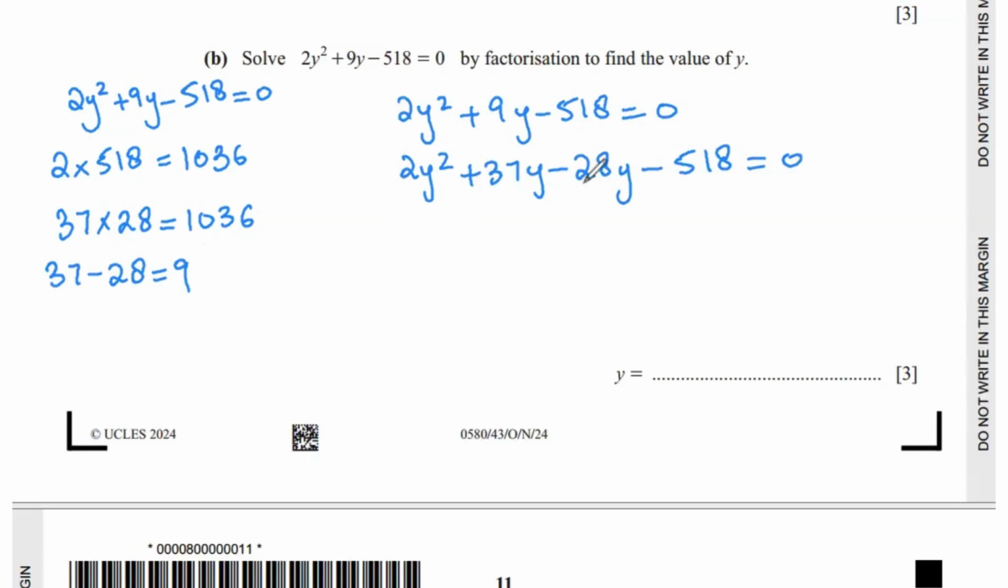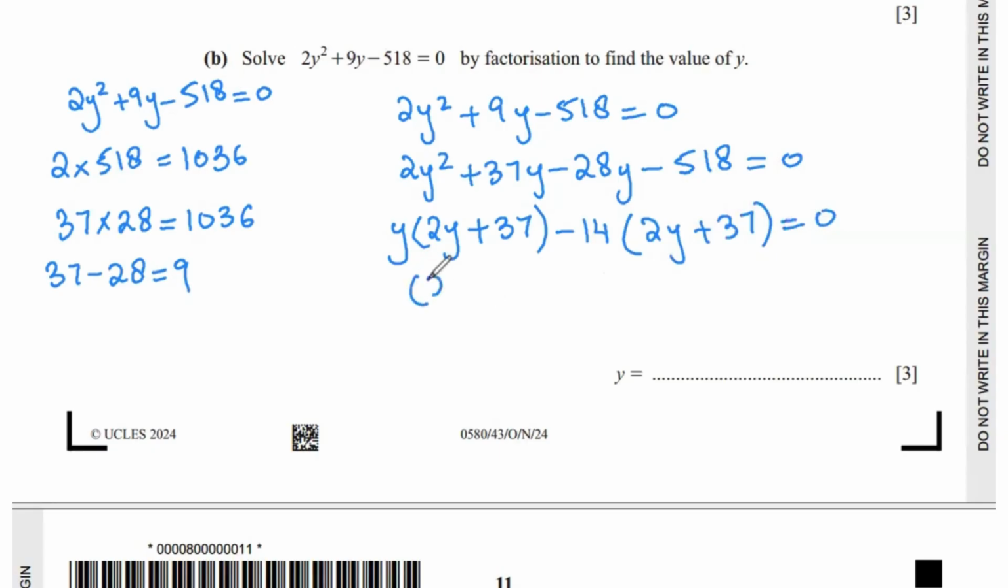So now we do factor by grouping. First two terms make one group, the last two terms make another group. Between the first two terms, you only have y common, so 2y plus 37 comes in the bracket. And between the last two terms, we have negative 14 common. So that's going to give us 2y plus 37 again. So 2y plus 37 is common, and y minus 14 comes in the bracket.